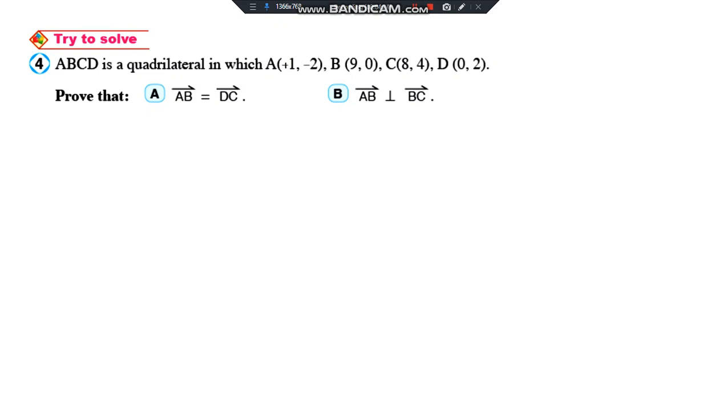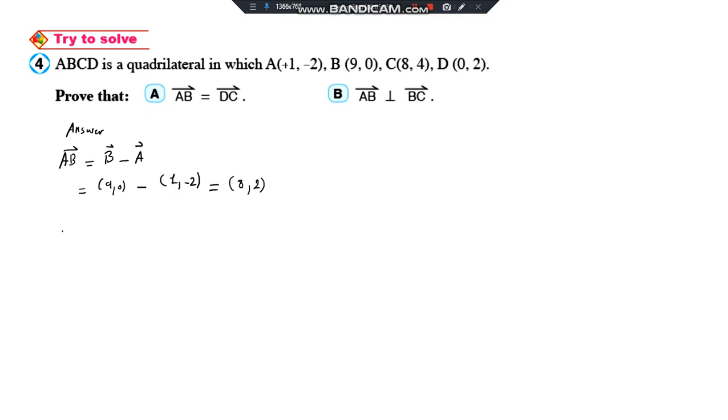Another example: ABCD is a quadrilateral in which A (1, -2), B (9, 0), C (8, 4), D (0, 2). Letter A, prove that the directed line segment AB is equivalent to DC. We use the rule AB equals B minus A. So B equals (9, 0) minus A, which is (1, -2). So 9 minus 1 equals 8, and 0 minus negative 2 is 2.